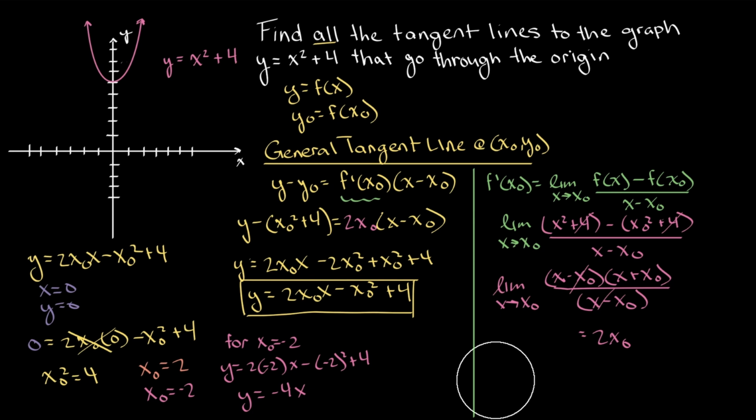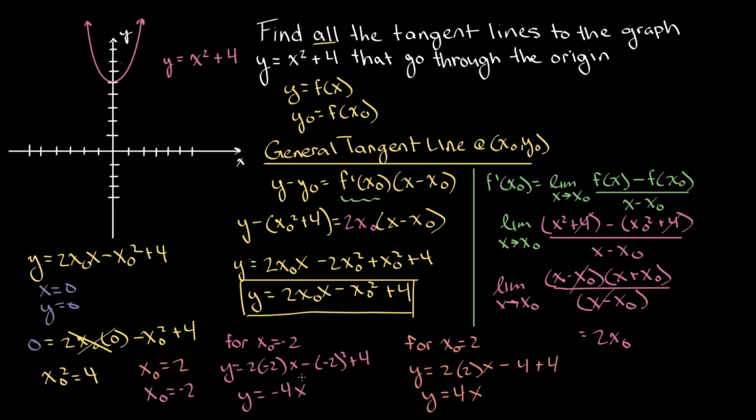Maybe I can erase some of this. All right, grab some more space. There we go. So this is going to be for our other x naught value, which is 2, and then plugging this in, let's see if we get y is equal to 4x. So we have 2 times 2 times x minus 4 plus 4. So we find that it is y is equal to 4x like we thought.